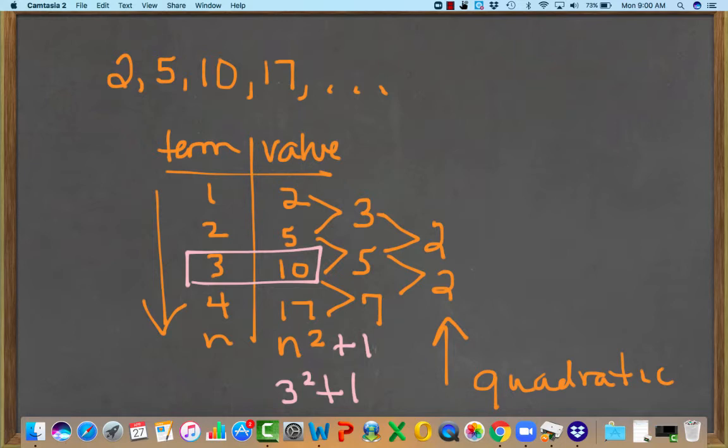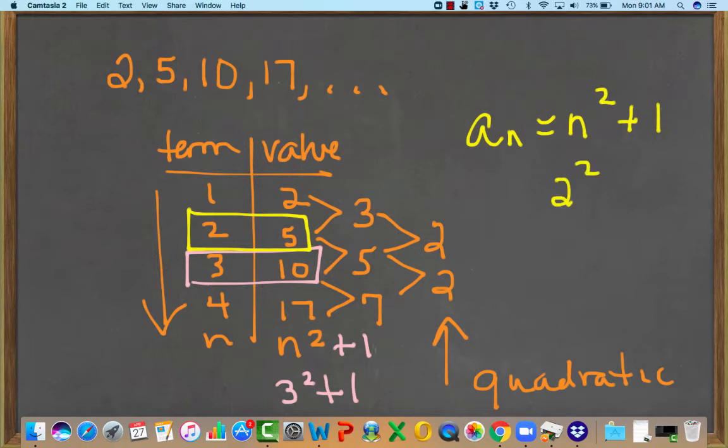Well, let's go ahead and check that one more time with a different number out of my chart. So let's go back and try 2. So if I put in 2, we think our formula is n squared plus 1. 2 squared plus 1 is 5, and my second term is 5.